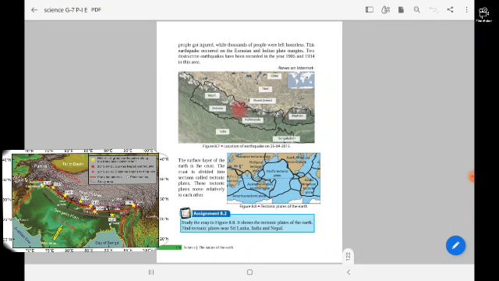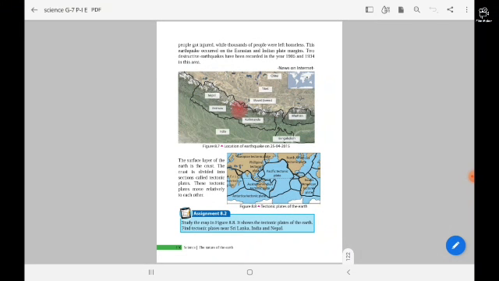The red circles are the seismic waves. The surface layer of the earth is the crust. The crust is divided into sections called tectonic plates. In figure 8.8 you can see the tectonic plates of the earth. The European one, we call it Eurasian, because Asia and Europe land are both here.